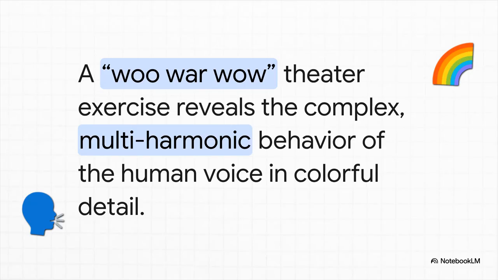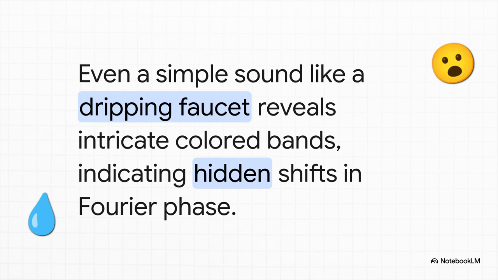Now let's check out the human voice. This is just a simple woo, war, wow theater exercise. As you watch, you can see that main band of color shifting as the vowel sound changes. But look closer. See all those other, fainter bands of color up above? Those are all the rich harmonics that give a voice its unique texture. It's all just laid out for us to see. Even a sound as simple as a dripping faucet is hiding secrets. You might expect just a simple vertical line for each drip, right? But look at this. See those incredibly intricate, almost feathery bands of color that stretch out from each drop? That's all that hidden phase information, showing us a complexity you would just never hear.